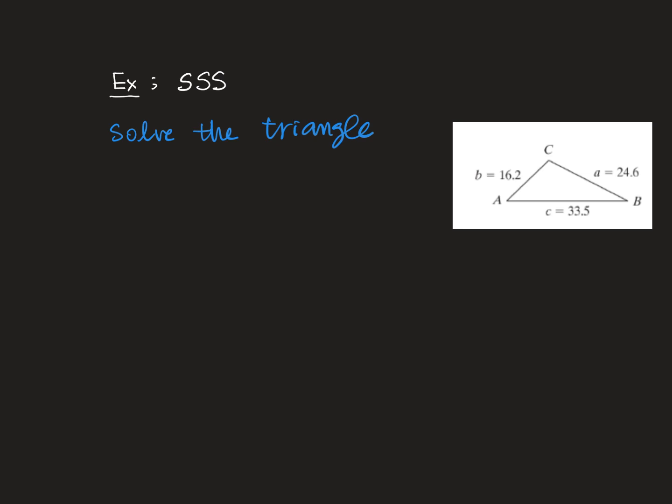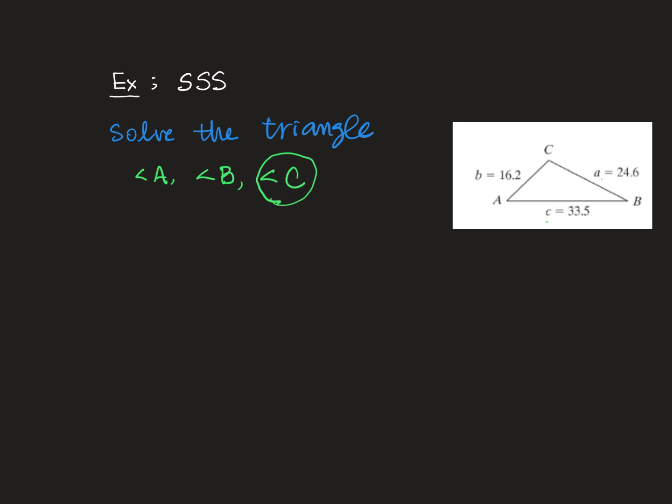Let's see another example. Look at this triangle. They give the three sides. We have to find angle A, angle B, and angle C. We have no idea which angle to find first. Here's one tip: look at sides A, B, C and see which one is the longest. I can see C is the longest side, so we try to find angle C first. That's the tip, guys.